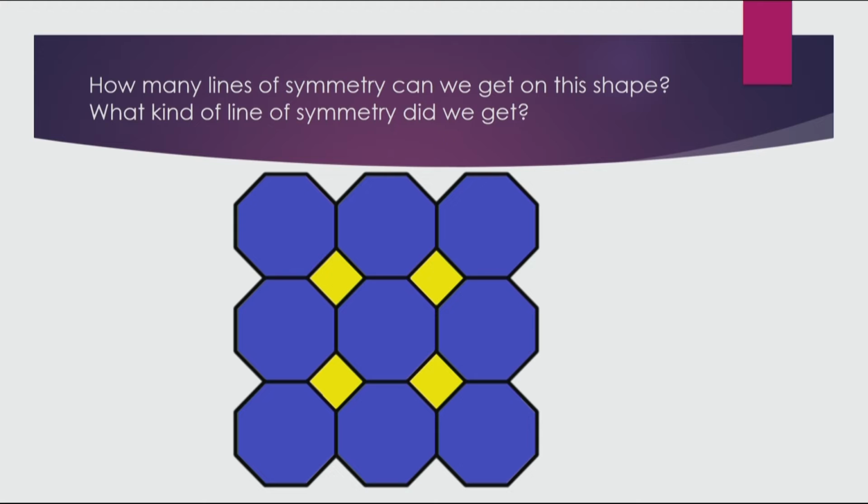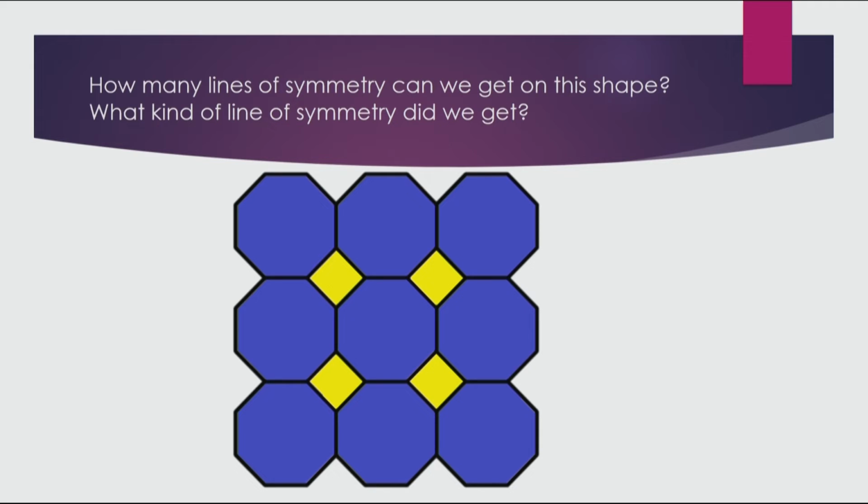So, are all the lines of symmetry going to be vertical? No. Are all the lines going to be horizontal? No. Are all the lines going to be diagonal? No. So how many lines of symmetry can we get on this shape? 2? Are you sure? 3? Maybe? Any other answer? 4? We will see in a short while.